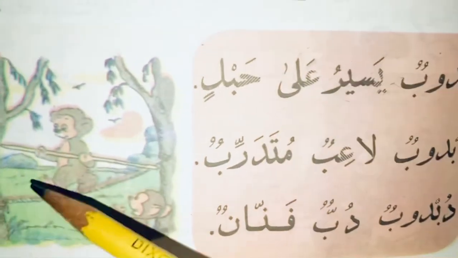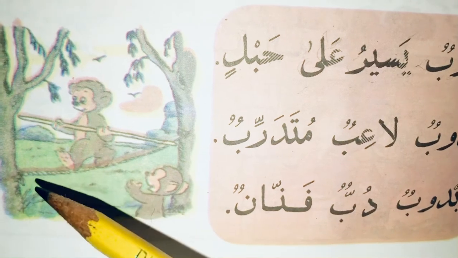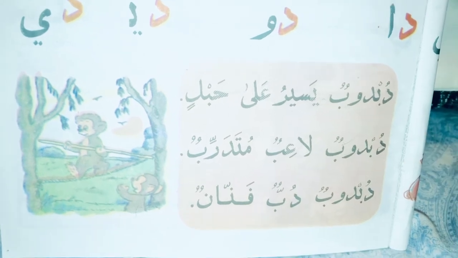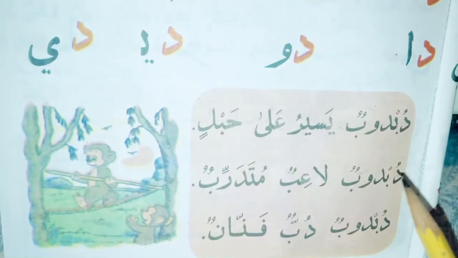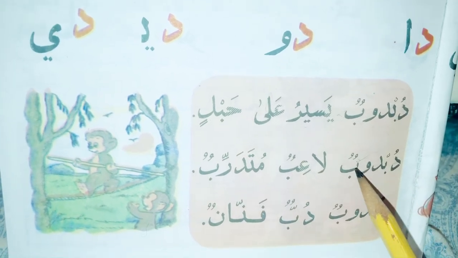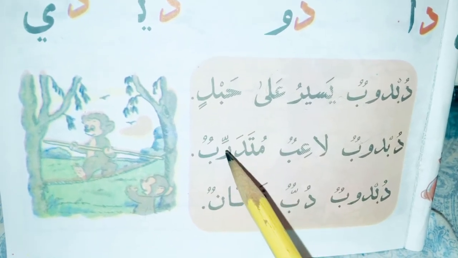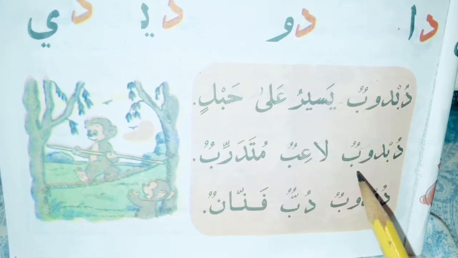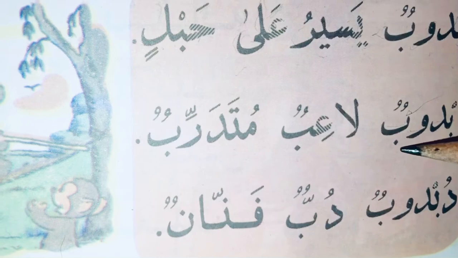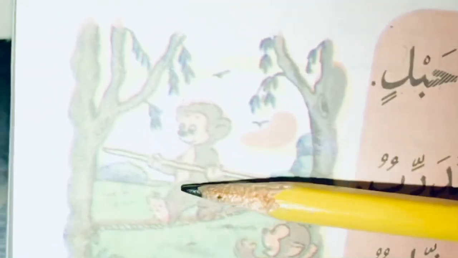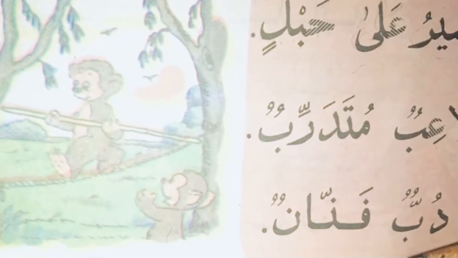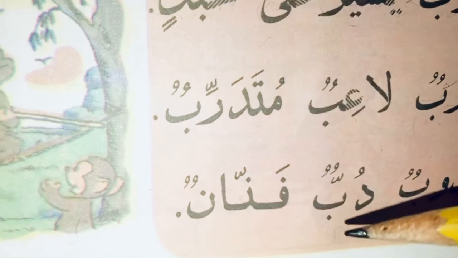This monkey here, Dubdubun, he is walking on the jump rope. Dubdubun, la'ibun mutadarribun. Dubdubun, this monkey here, he is an apprentice. Dubdubun, dubun fannanun.